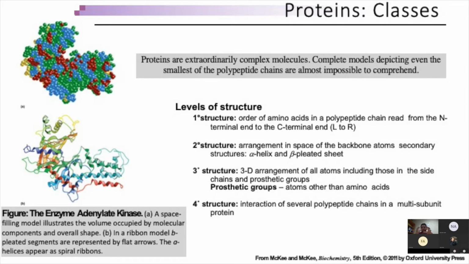Then comes the fourth level of structural organization, where multiple subunits of a protein, or multiple polypeptide chains, could join together to give rise to a fully functional protein, and sometimes the multi-subunit proteins heavily rely on this structural organization to perform their functions actively.